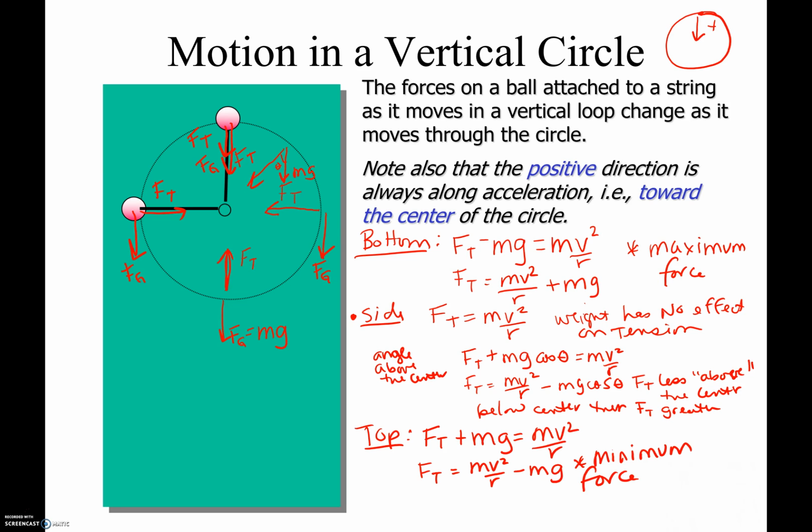So in a vertical circle, it's really hard to maintain uniform circular motion. Because of this change in forces, it's very, very difficult to keep something at a constant speed. Please make sure you remember that the acceleration is always positive because it's pointing towards the center of the circle.